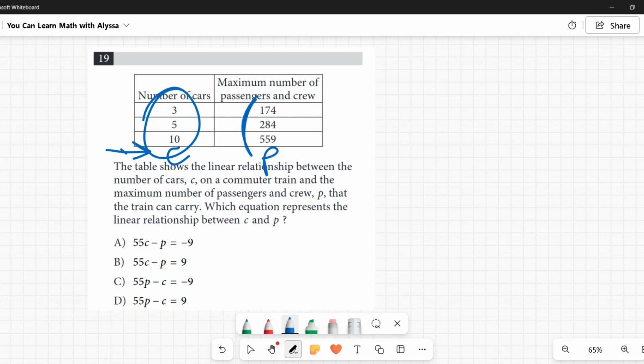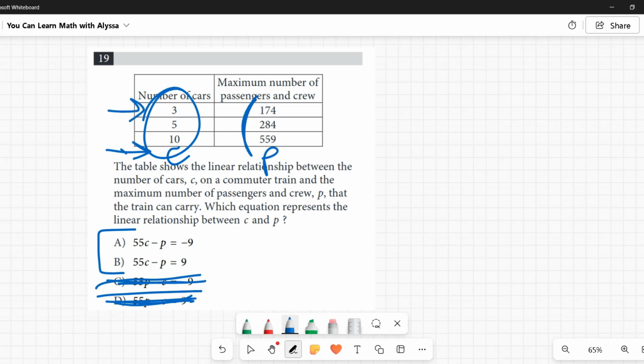So since I've decided that it's logical for 55 to be multiplied by C, since these numbers have got to be pretty close, only 9 apart, it's got to be either A or B. 55 times P minus C equaling -9 or +9 does not make sense, so I'm not even going to look at those. Now I just need to know if 55C minus P is equal to -9 or +9. And I can choose any one of these combinations up here and see what I get.